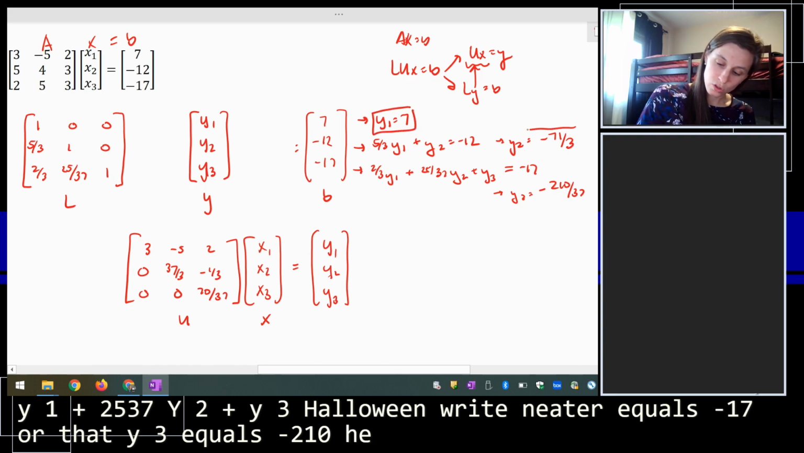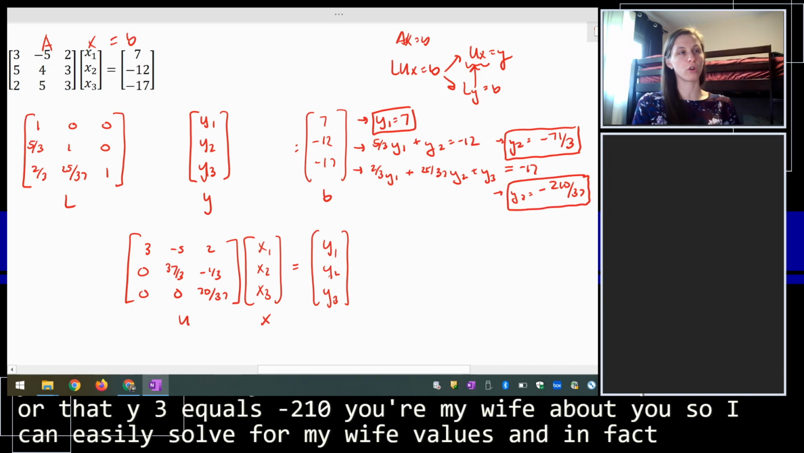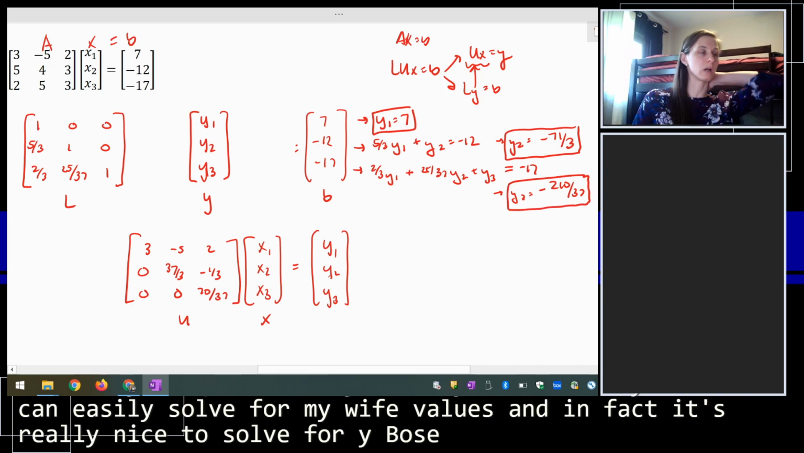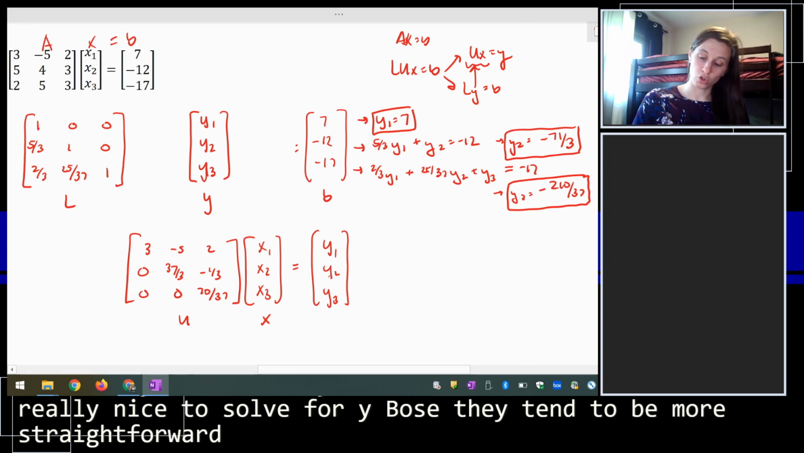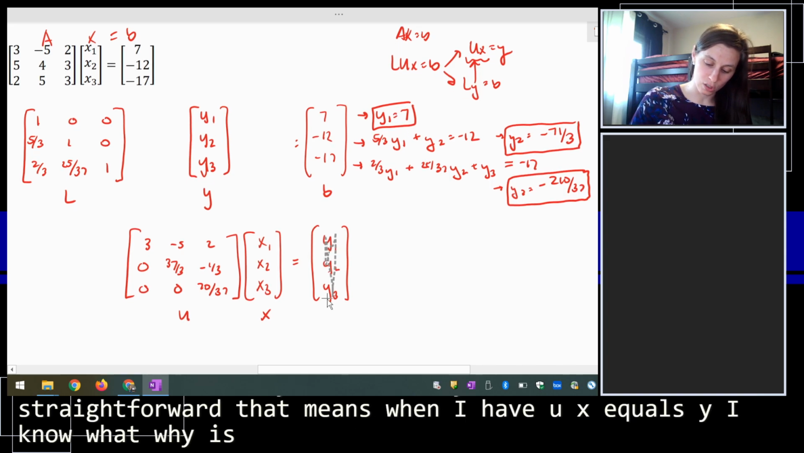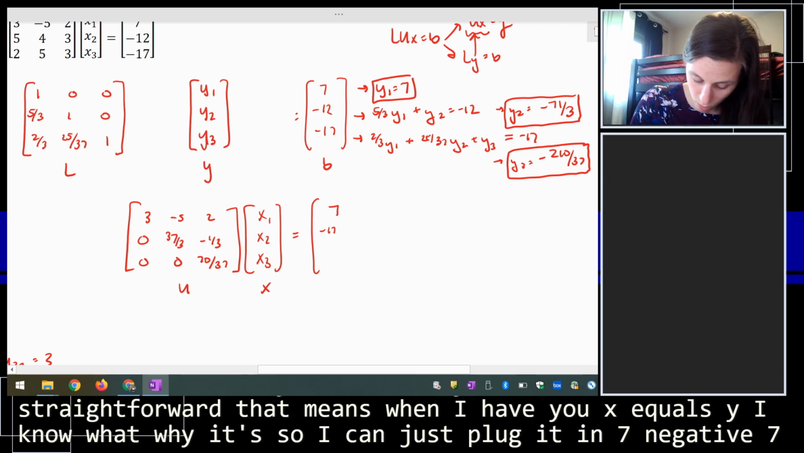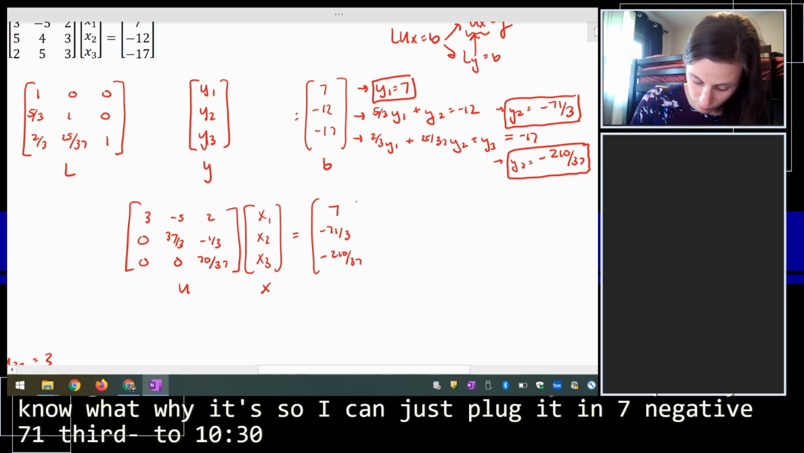Here are my Y values. So I can easily solve for my Y values. And in fact, it's really nice to solve for your Y values. They tend to be more straightforward. So that means when I have UX equals Y, I know what Y is, so I can just plug it in: 7, negative 71 thirds, negative 210 over 37.